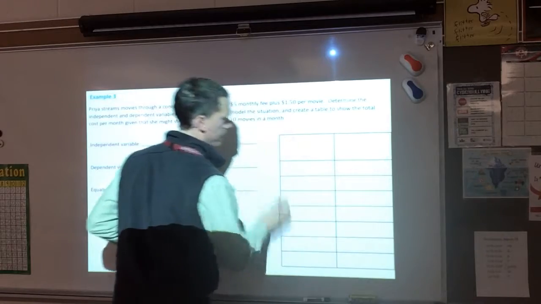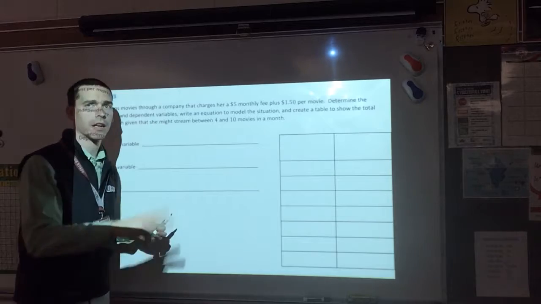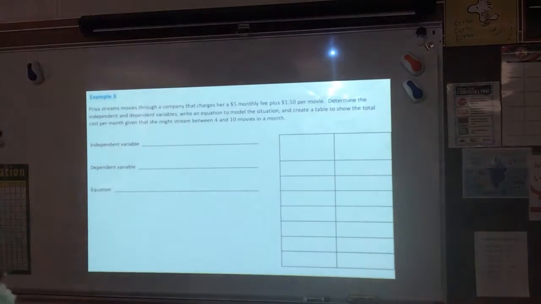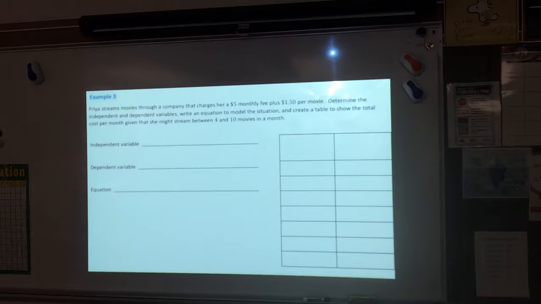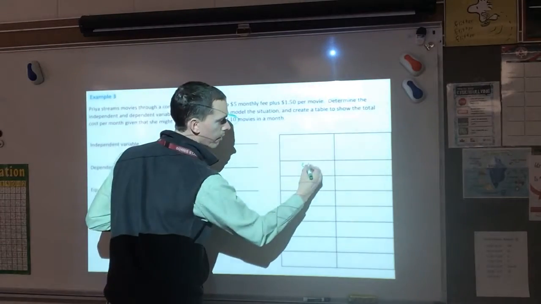Last one here. So we've done a setup of a table, we've done a one-step equation, now we're going to talk about a two-step equation. Let's read along. Priya streams movies through a company that charges her a $5 monthly fee plus $1.50 per movie. Determine the independent and dependent variables, write an equation to model the situation, and create a table to show the total cost per month given that she might stream between 4 and 10 movies. Be careful, we're not dealing with 1, 2, or 3. We're starting at 4. So between 4 and 10. So we're going to mark that right now.